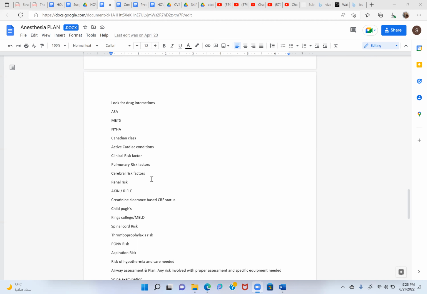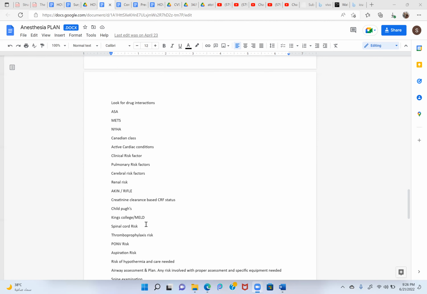Then pulmonary risk factors. You will be finding a list of pulmonary risk factors, like a patient with COPD is a pulmonary risk factor. Low albumin level is a pulmonary risk factor. Upper abdominal surgery or thoracic surgery is a pulmonary risk factor. Smoking is a pulmonary risk factor. Things like that. You should know what the pulmonary risk factors are, so please find out the list of these risk factors.